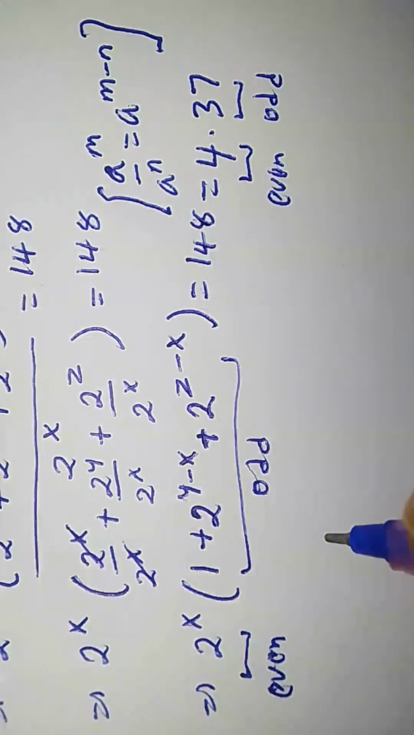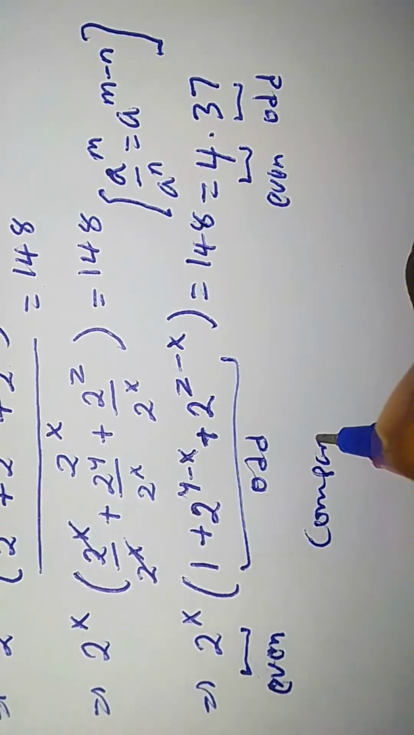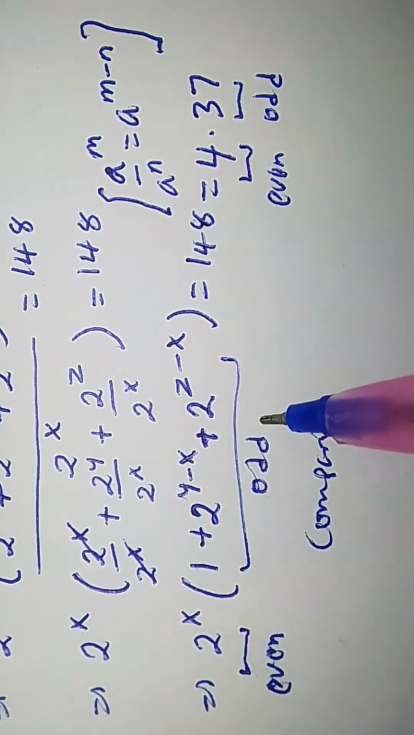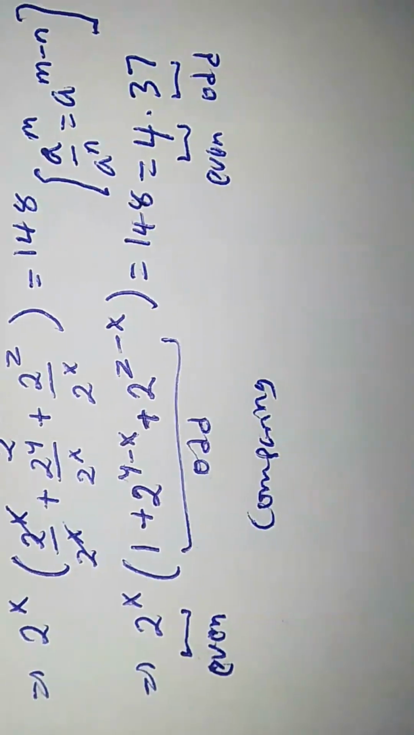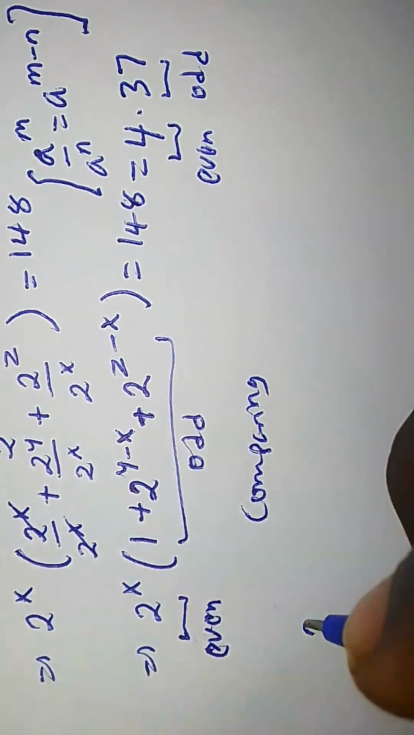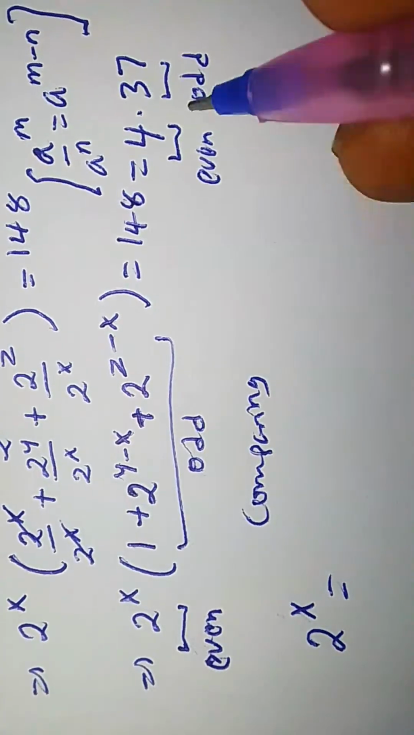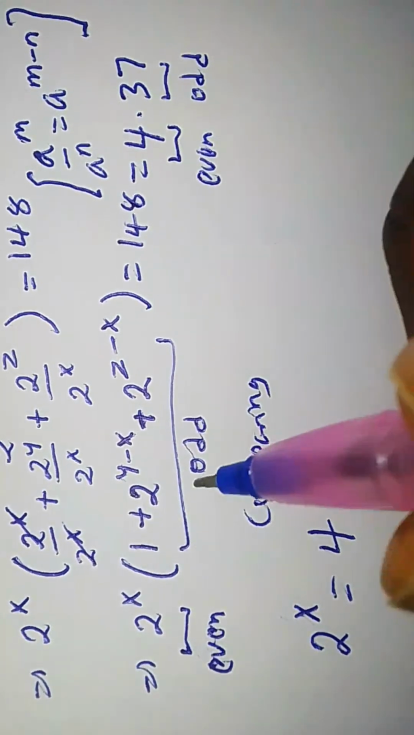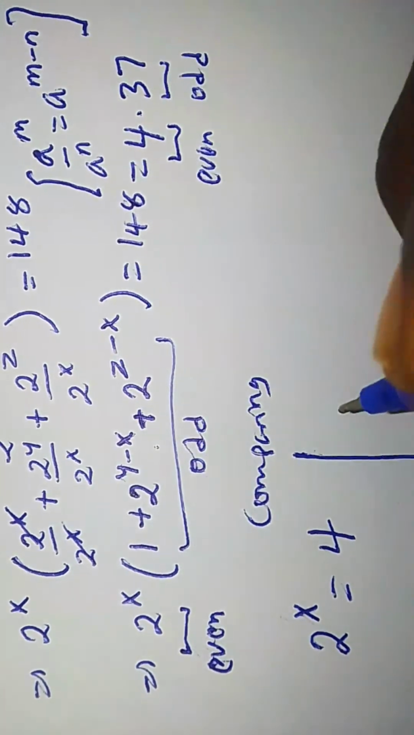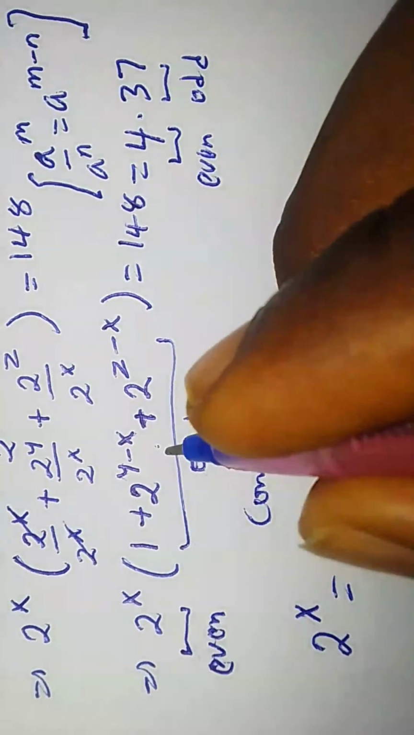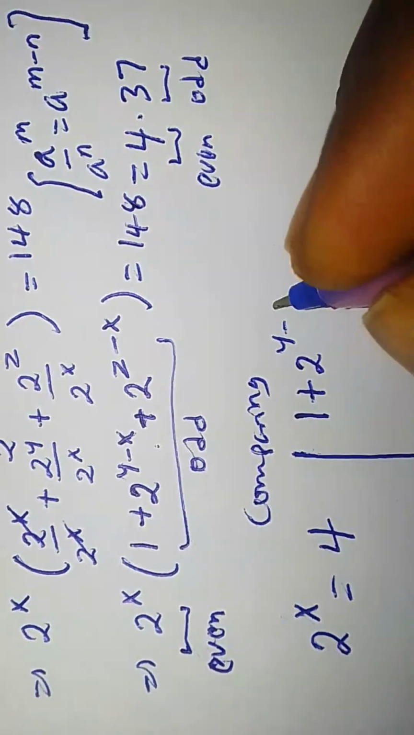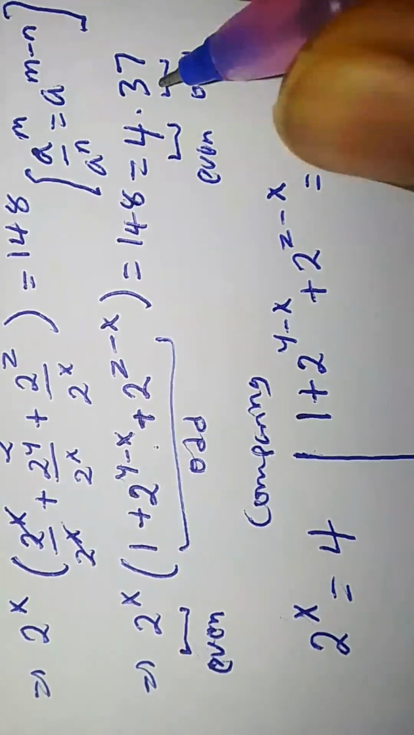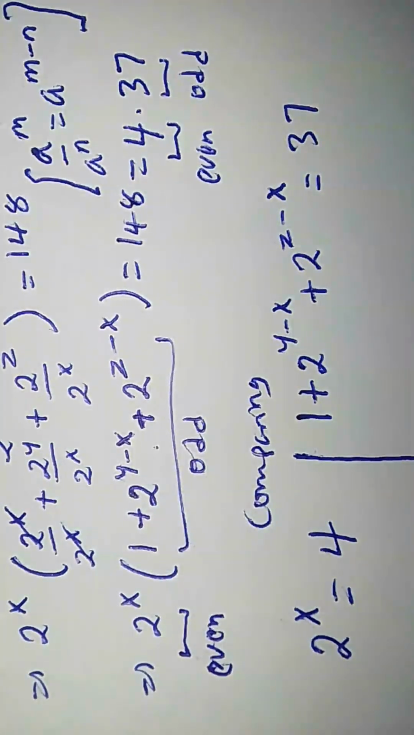Now, let us compare. Comparing, we are going to equate the even part and we are going to equate the odd part. If we equate the even part, we simply have 2^x equal to 4. That's the even part. And also, if we equate the odd part, we simply have 1 plus 2^(y-x) plus 2^(z-x) equal to 37. That's the odd part. Let's continue.